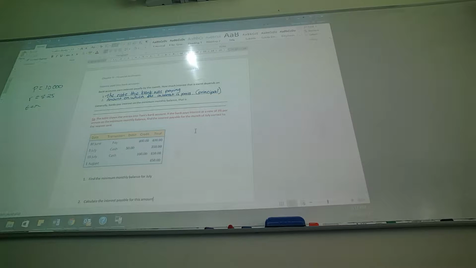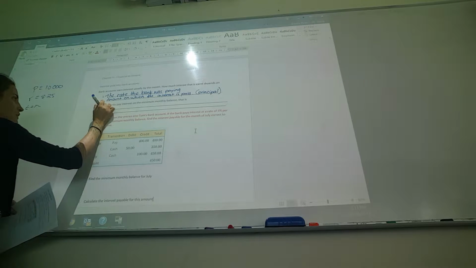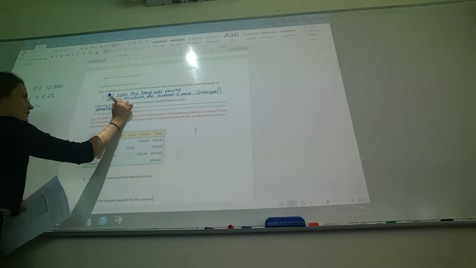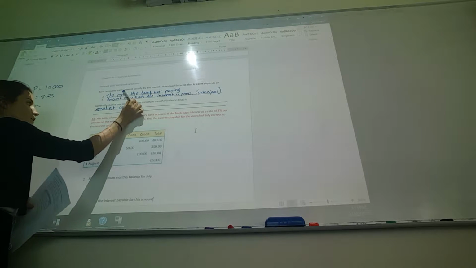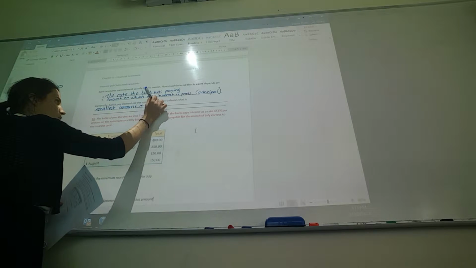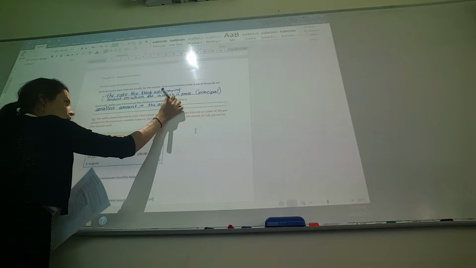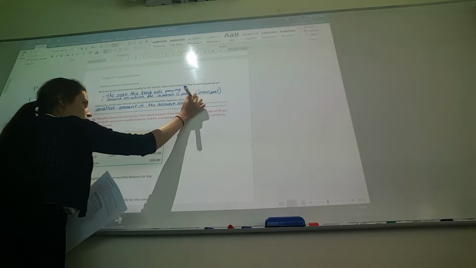Okay, so generally banks pay interest on the minimum monthly balance. So what that means is the smallest amount in the account over a calendar month.